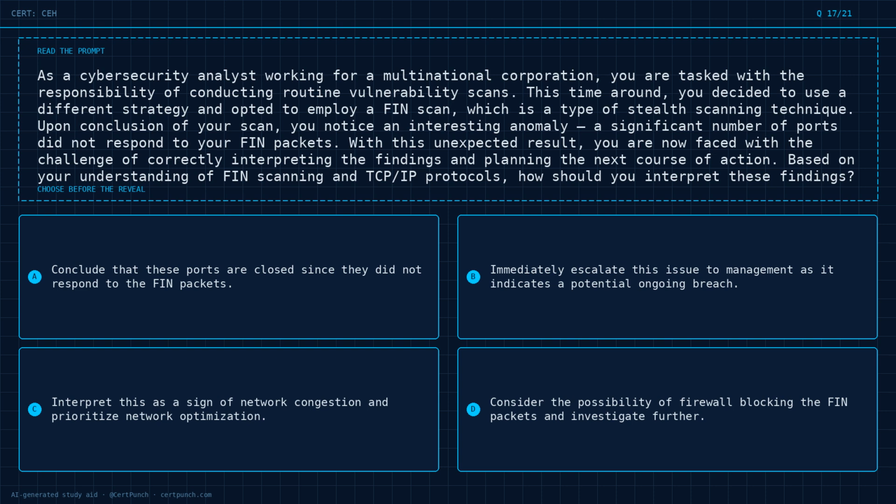Option A. Conclude that these ports are closed since they did not respond to the FIN packets. Option B. Immediately escalate this issue to management as it indicates a potential ongoing breach. Option C. Interpret this as a sign of network congestion and prioritize network optimization. Option D. Consider the possibility of firewall blocking the FIN packets and investigate further.